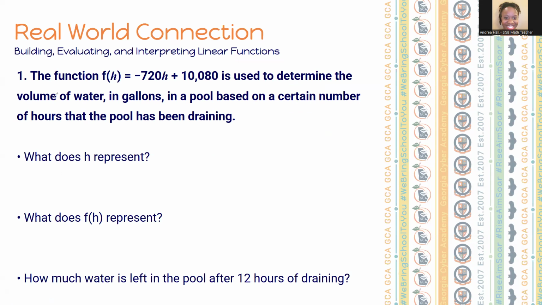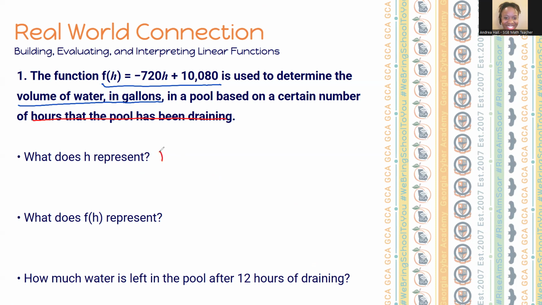So let's go back to the problem. It says the function f of h equals negative 720h plus 10,080 is used to determine, they're telling what it's used to determine now, the volume of water in gallons. So they're saying all of that is used to determine the volume of water in gallons in a pool based on a certain number of hours that the pool has been draining. What does h represent?